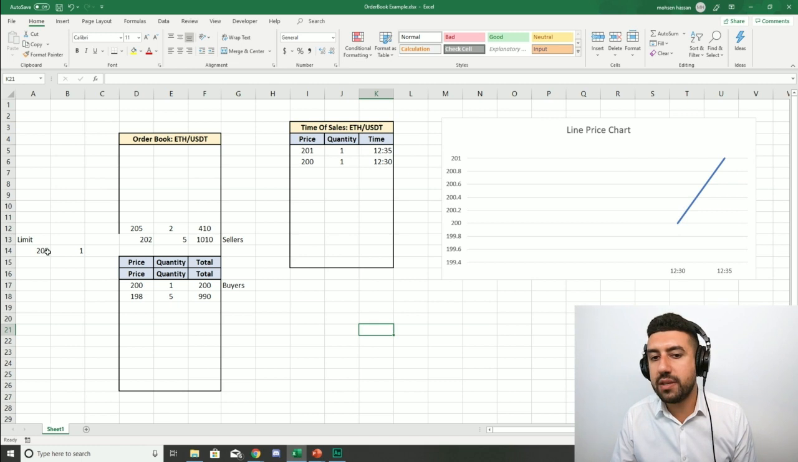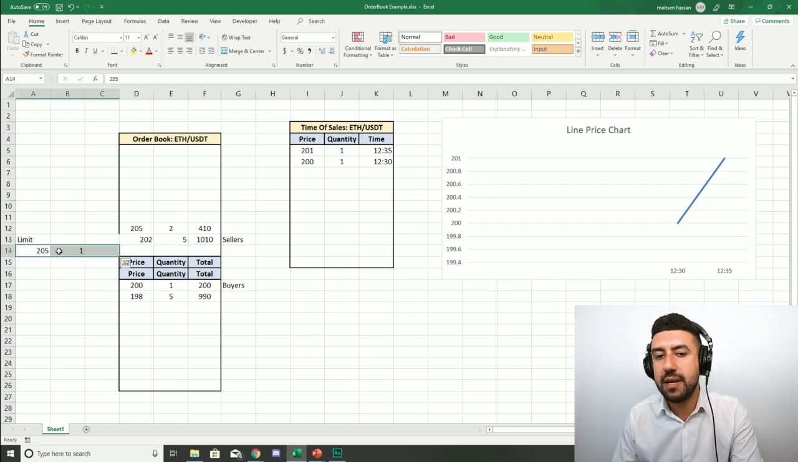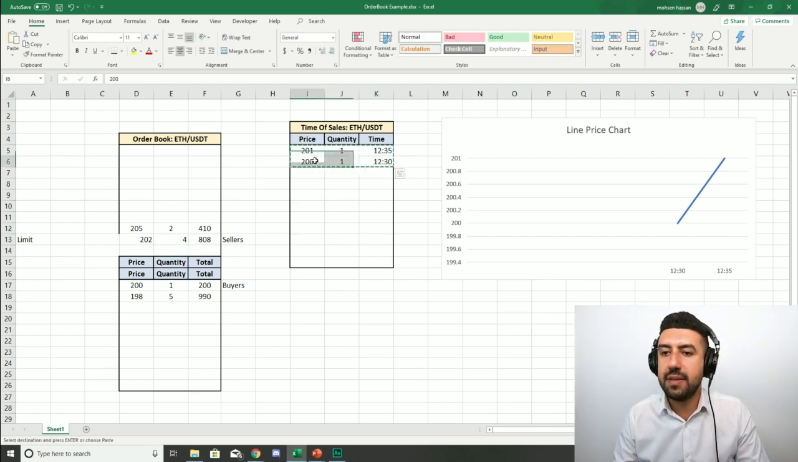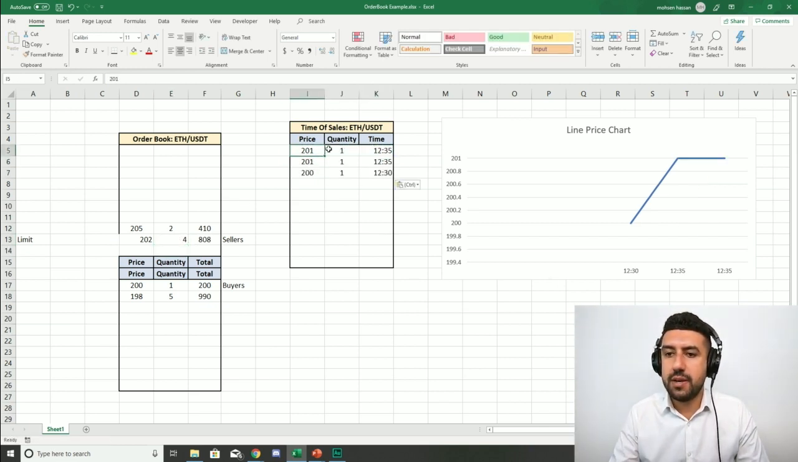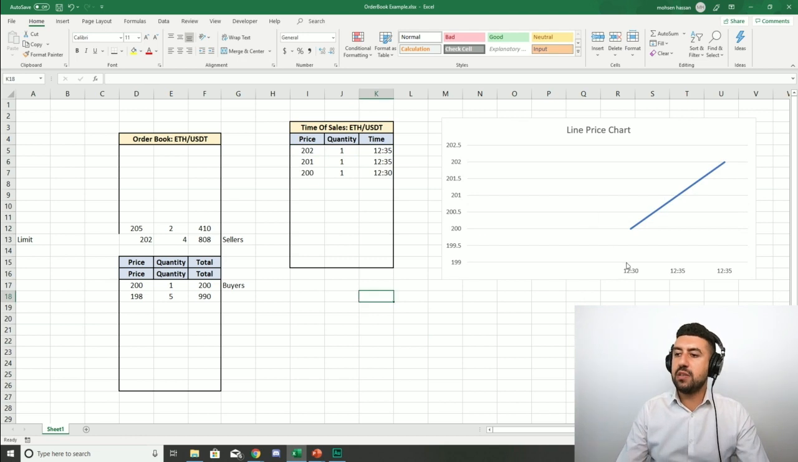Now this guy still wanted another coin, another Ethereum at 205. There's still a seller at 202 that wants to sell 5. He's going to get one of them, so this order gets completely filled. He sells one to him at 202. Again, same thing happened: this goes down in price. At 202 there was one sold, and the time of the transaction is going to be the same. And you see the chart is going to start updating.